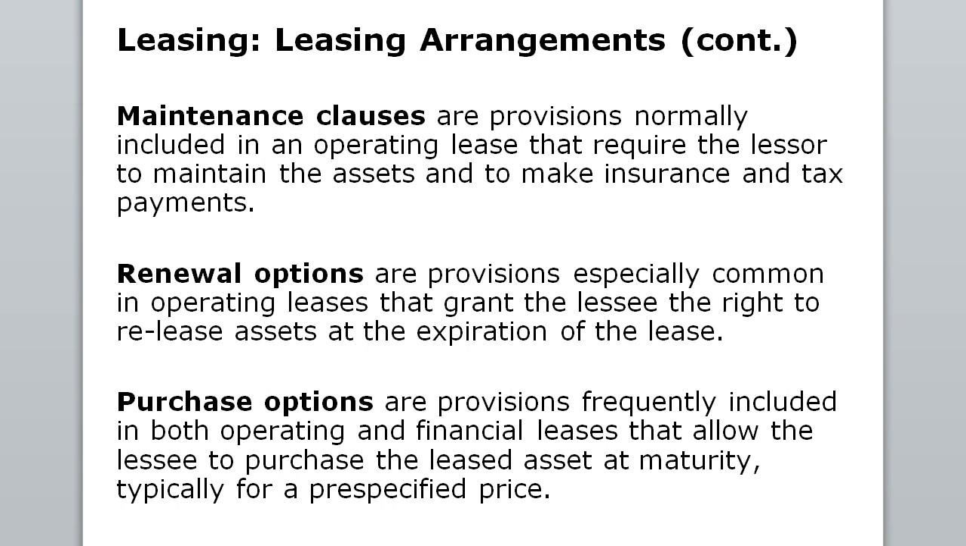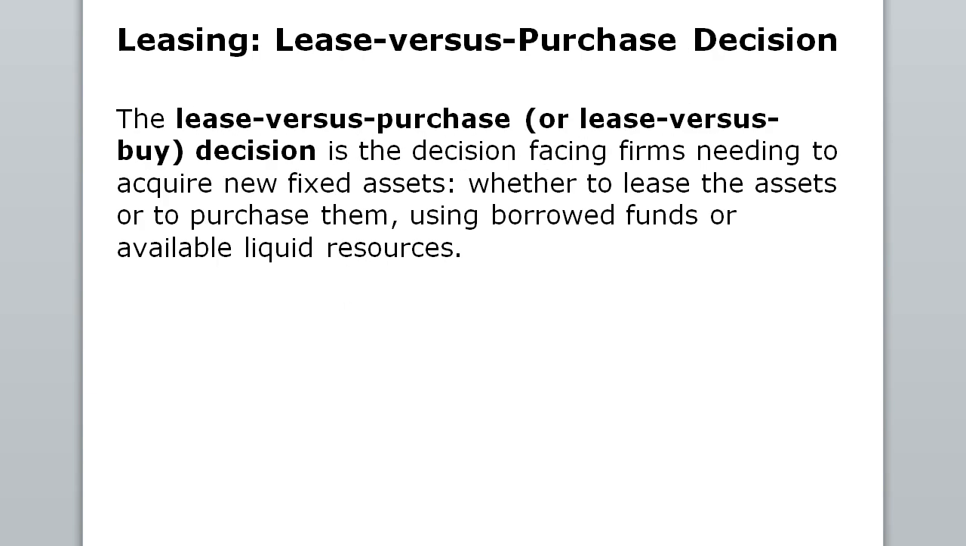And a purchase option is a provision included in both operating and financial leases that allows you to purchase the leased asset at maturity. You may be familiar with this if you have an automobile lease: at the end of the term of the lease, you have the option to buy the automobile at a discounted price. So a big decision to be made, and you may have done this already for a car, is the lease versus purchase decision. Is it better to buy the asset or lease the asset?